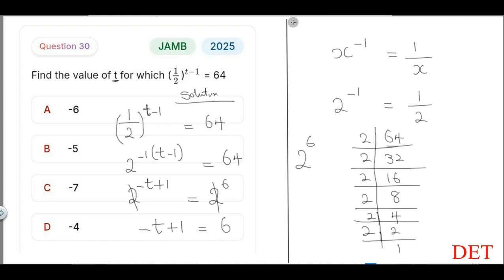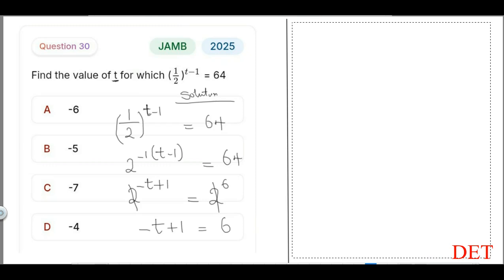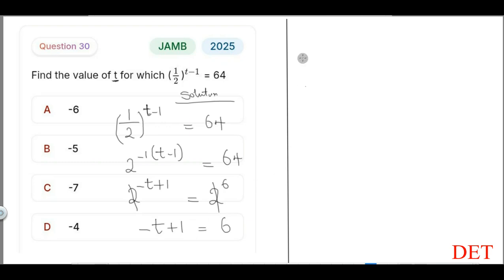Alright, so what I have here is -t + 1 is equal to 6. The next thing I'm going to do is to collect like terms. When this +1 crosses to the other side of the equation, it becomes -1. So this will be -t is equal to 6 - 1. So -t is equal to 6 minus 1, which gives us 5.